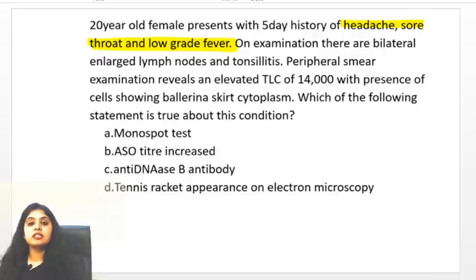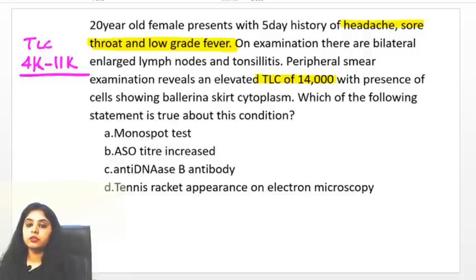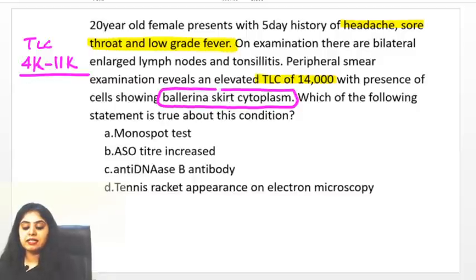On examination, there is bilateral enlarged lymph nodes and tonsillitis. Peripheral smear examination shows an elevated total leukocyte count of 14,000. Let me tell you, normal total leukocyte count is 4,000 to 11,000, so here it's more, it's 14,000. With the presence of cells showing you ballerina skirt appearance, that's your classical hint.